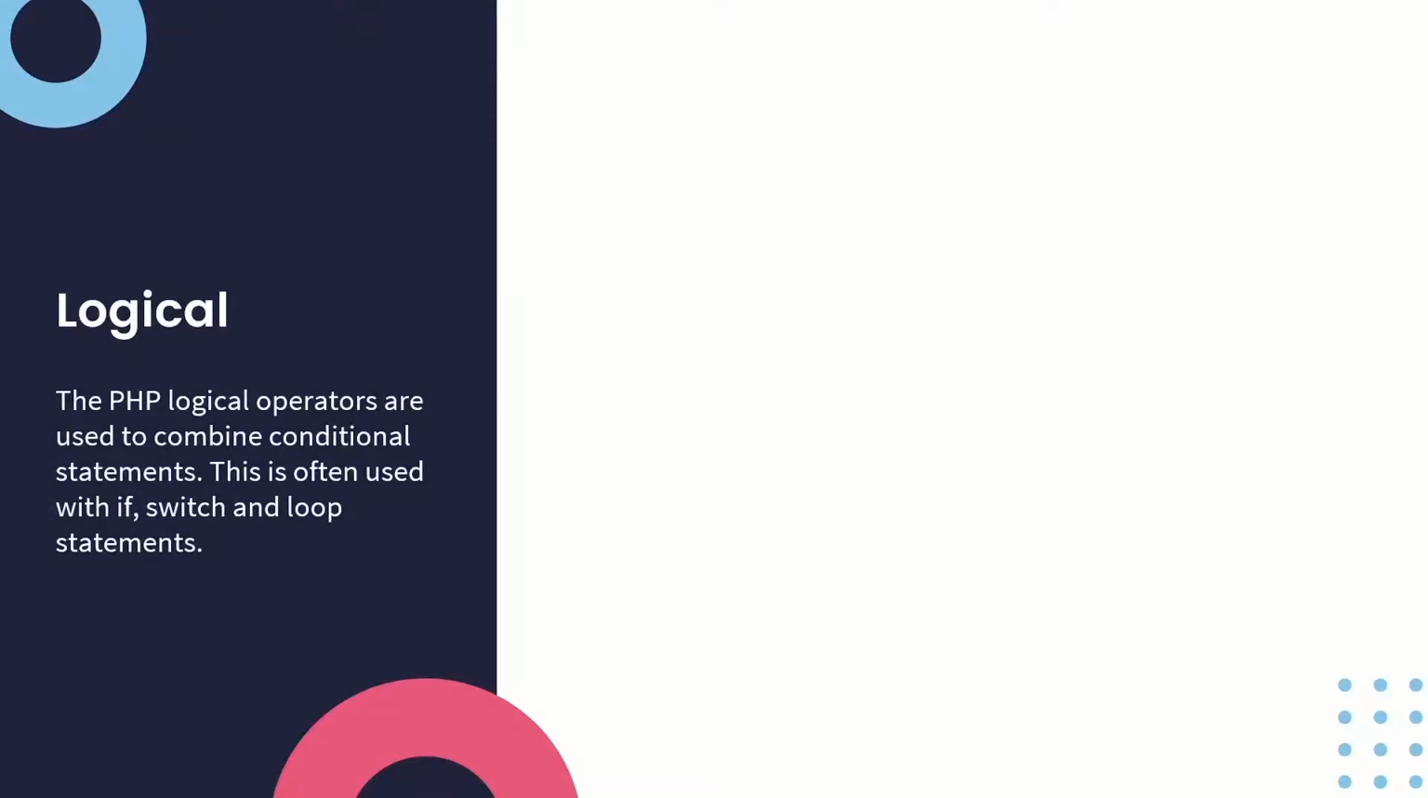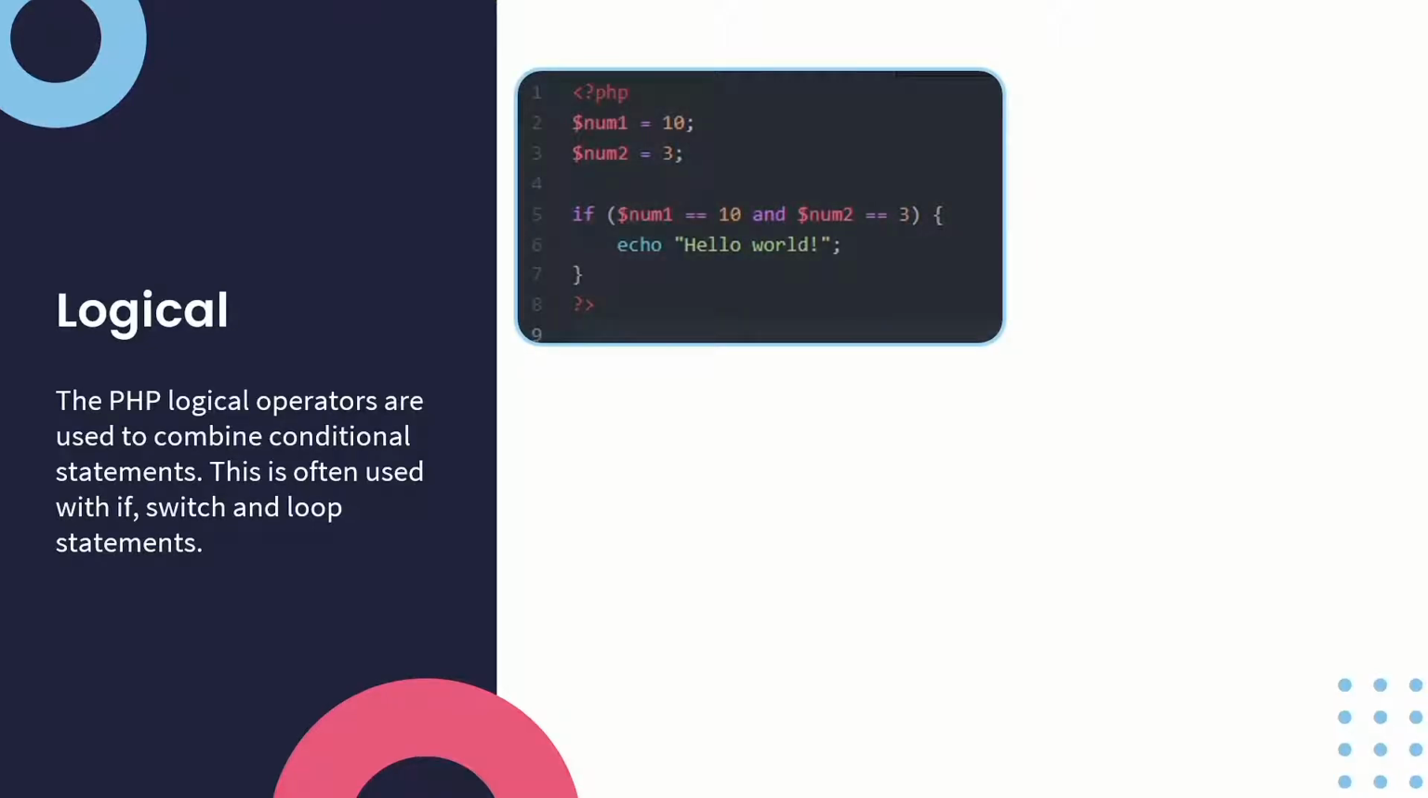The logical operators are used to combine conditional statements. This is used often when we want to use switch statements or loop statements, for example. And here is an example. This one is going to be slightly tricky. In our first example over here, we have an if statement. So we've got two variables, num1, and another variable, num2, with a value of 10 and 3 respectively.